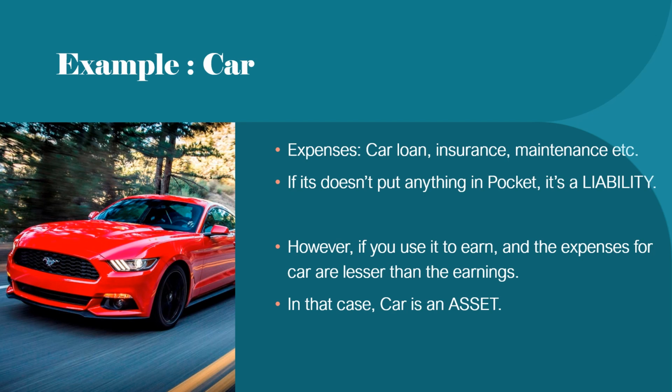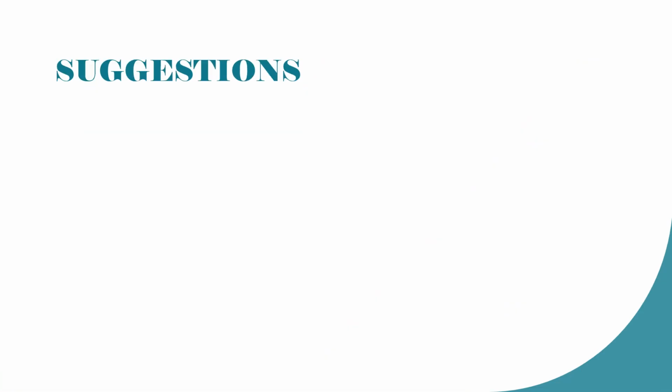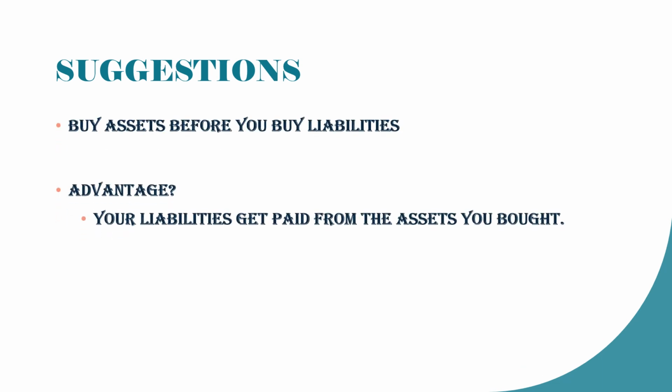I hope now you got a better understanding about the difference between assets and liabilities and how to check which one you are buying. Now, sometimes we have to buy liabilities. What I am suggesting is to first accumulate the assets so that your liabilities can get paid by those assets.